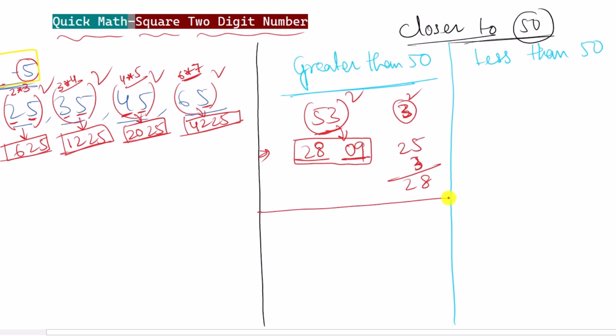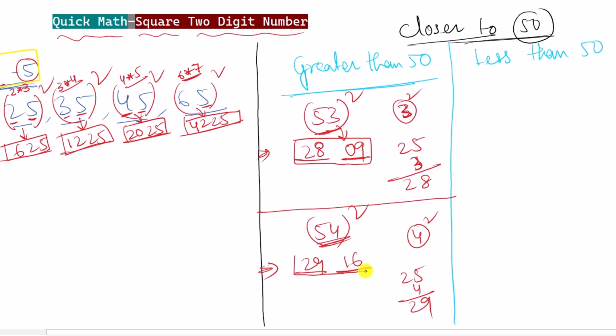Let's take a look at another example. Suppose we have the number 54. Now in the result we're going to have two parts. Here 54 is 4 more than 50. So in the second part of the answer we're going to have 4 squared. So here we're going to have 16. Now we have to add this 4 to the number 25. So 29 will be in the first part of the answer. So this is the square of the number 54.